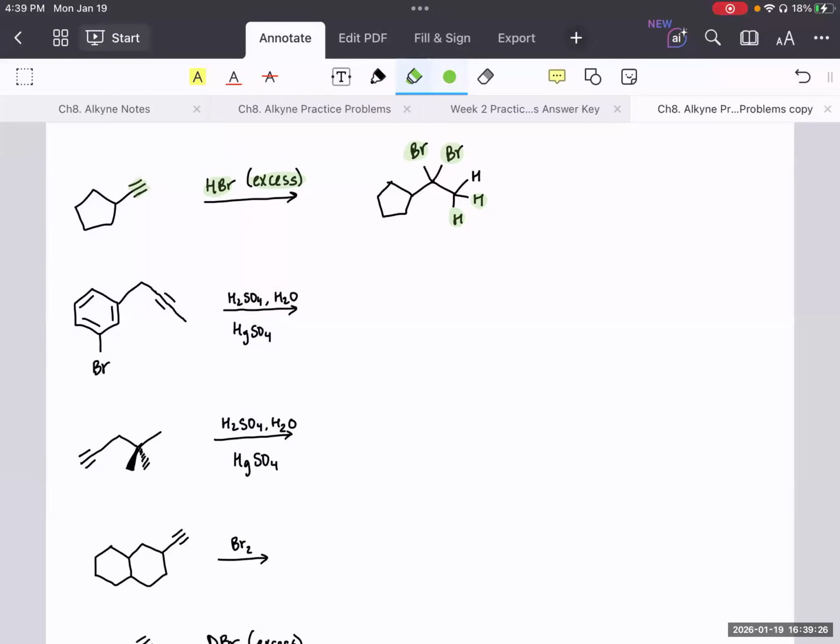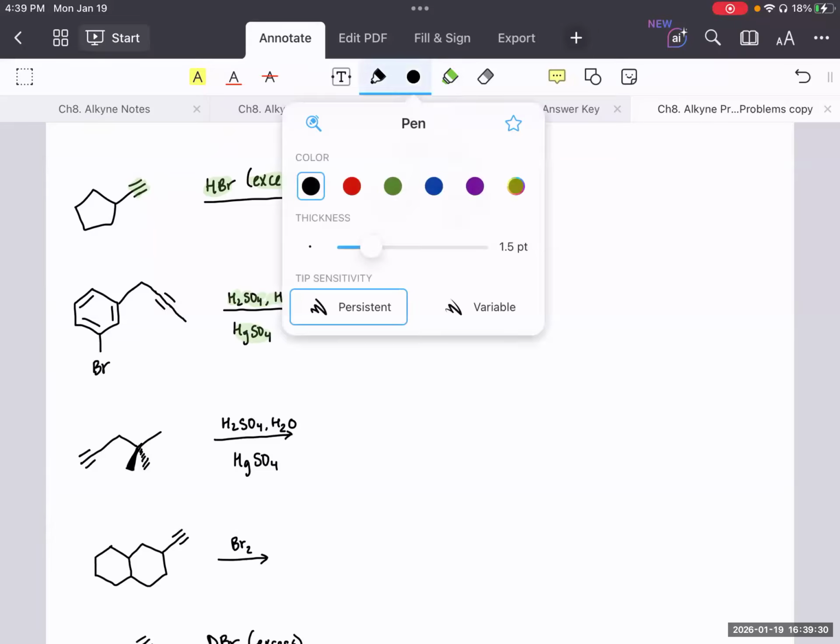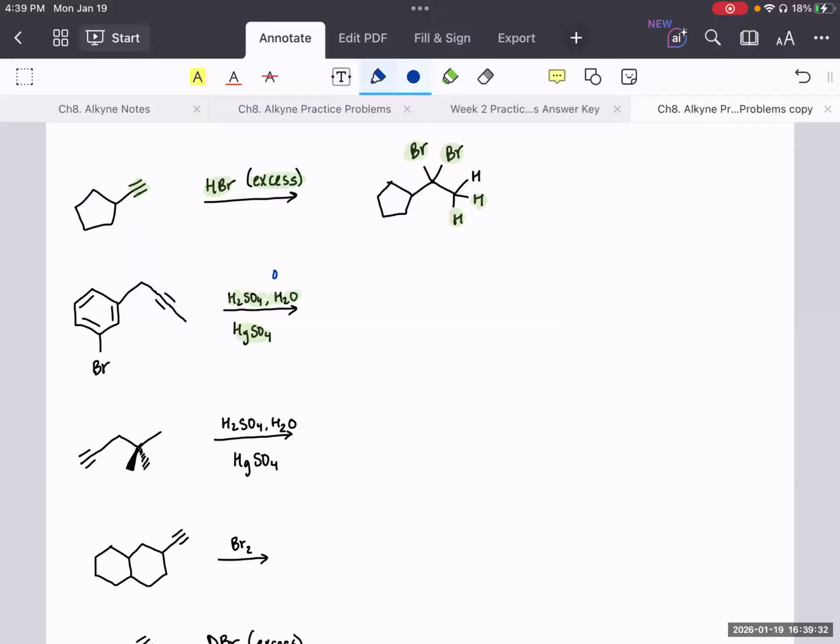All right, next we have H2SO4 with that mercury reagent, and so this is also an oxidation reaction. Whenever we're doing an oxidation reaction, we want to determine if we have a terminal or an internal alkyne. Here we have an internal alkyne. Since this is an internal one, that means we're going to have 2 products, regardless of which oxidation reaction we're following.